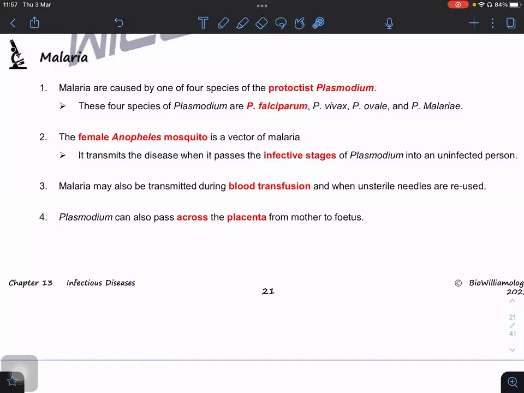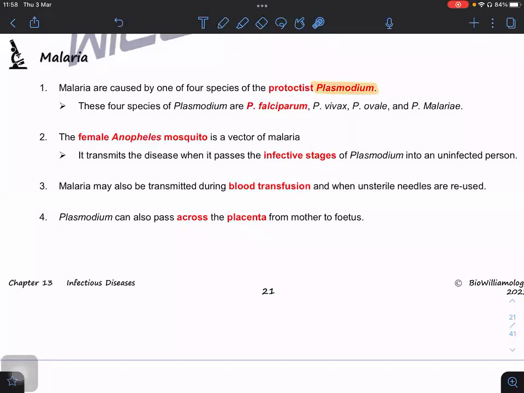So now we look at malaria. Malaria is actually caused by 4 species of Protoctist, Plasmodium. Highlight, you need to know at least this word, Plasmodium. These 4 species are Plasmodium falciparum, Plasmodium vivax, Plasmodium ovale, and Plasmodium malariae. At least you know one.